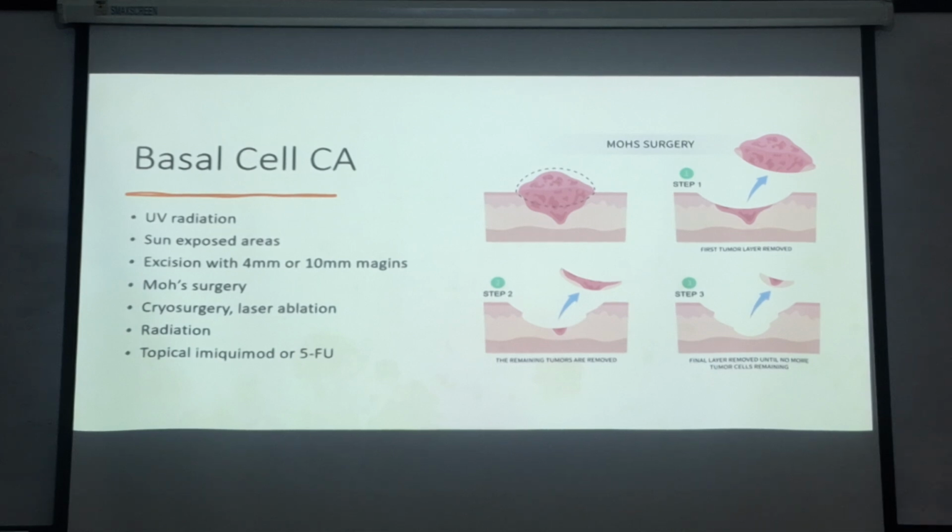Cryosurgery can also be done. Cryosurgery will use liquid nitrogen in the area. Laser ablation, similar. Radiation. If the patients are not good candidates for local excision, radiation is going to be used. Topical imiquimod or 5-fluorouracil. So topical chemotherapeutic agents.